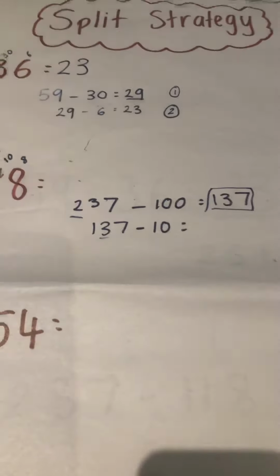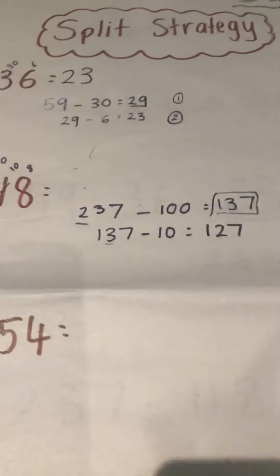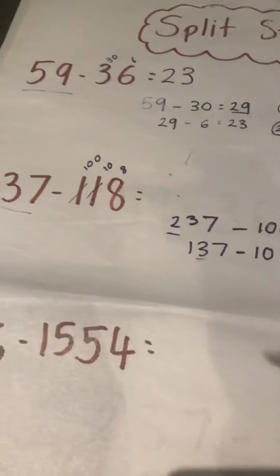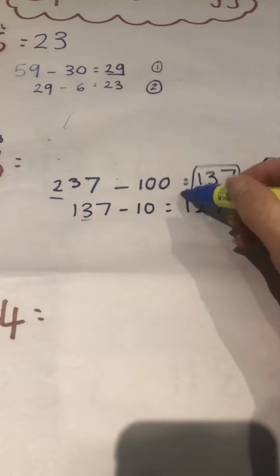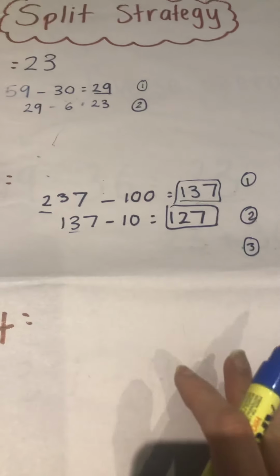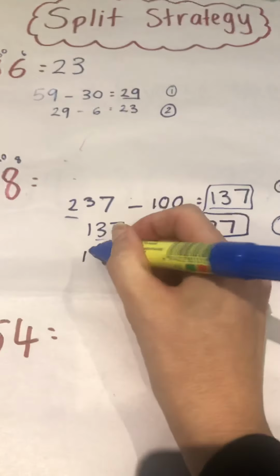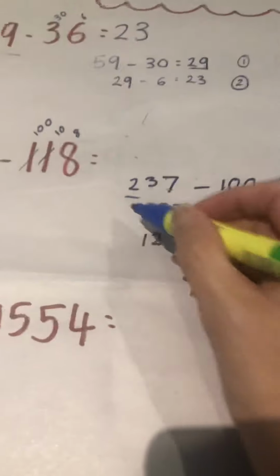So 137, count back 10, you'll get 127. Okay, now that is 2 lines of working out, but we have a 3-digit number. So we need our third line of working out, which means we take this answer that we just got when we minus the 100 minus the 10, we write it down here, and then we do our final step, which is to minus the ones.